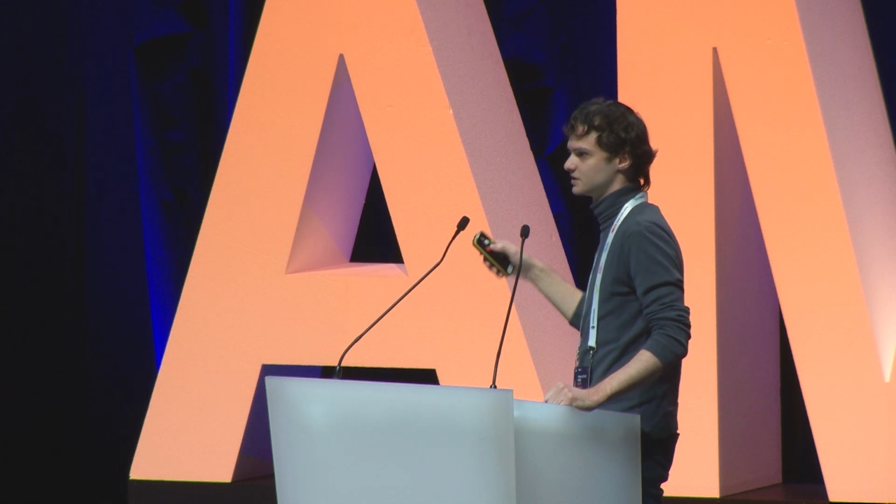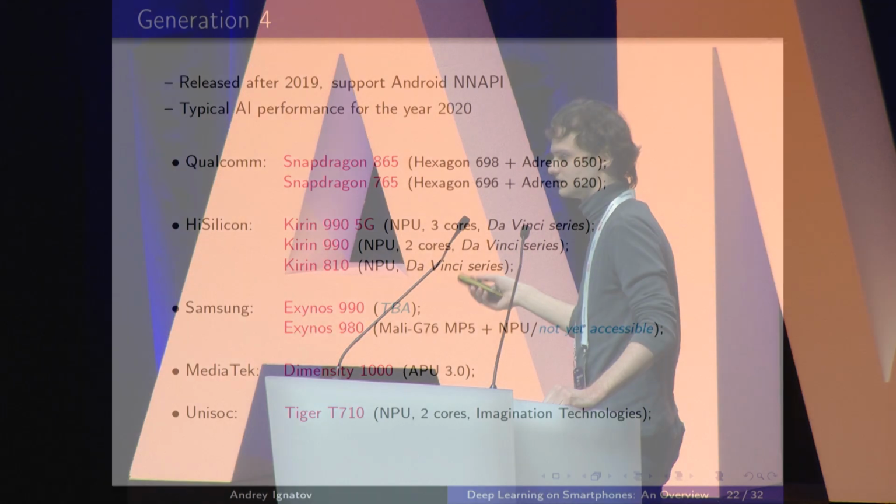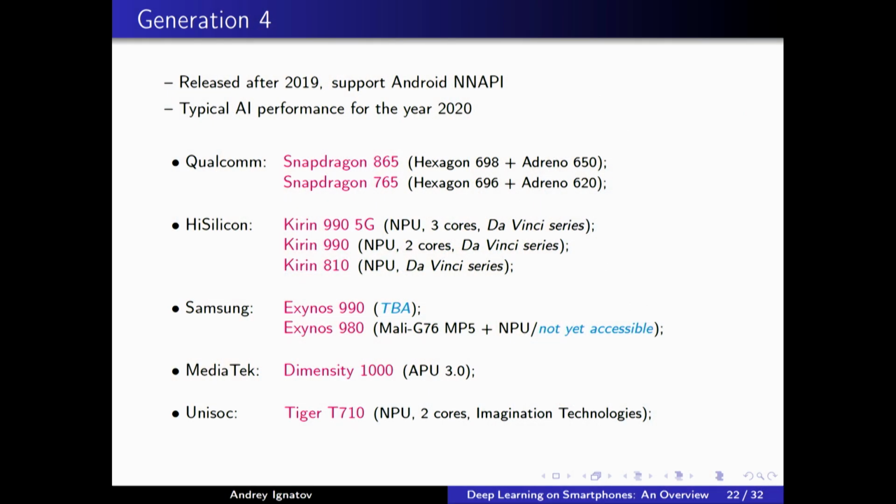And Unisoc, this company was formerly known as Spreadtrum, released Unisoc Tiger T710 that contains a dual-core NPU designed by Imagination Technologies, the same company that is developing PowerVR graphics. So all mobile SoCs listed on the last 3 slides, they have Android drivers for accelerating AI models. All chipsets not listed on the last 3 slides don't have and will never get Android drivers for accelerating models. So very simple.